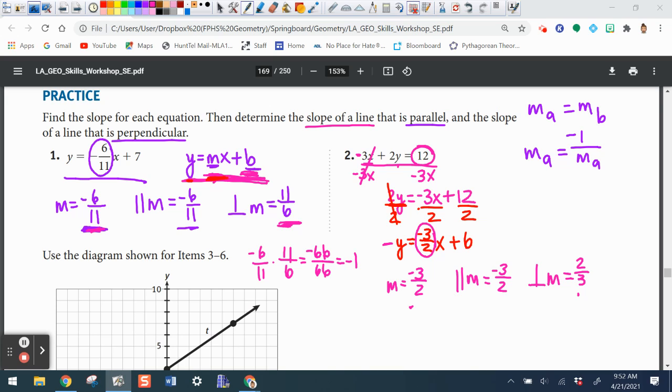Now we're just going to show the mathematics behind it just to make sure. I should be able to take my original slope and my perpendicular slope, multiply them, and get negative 1. So I'm going to take negative 3/2, our original slope, multiplied by positive 2/3, our perpendicular slope. Negative 3 times 2 is negative 6. 2 times 3 is positive 6, and negative 6 divided by 6 is negative 1. So we did find the appropriate perpendicular slope.